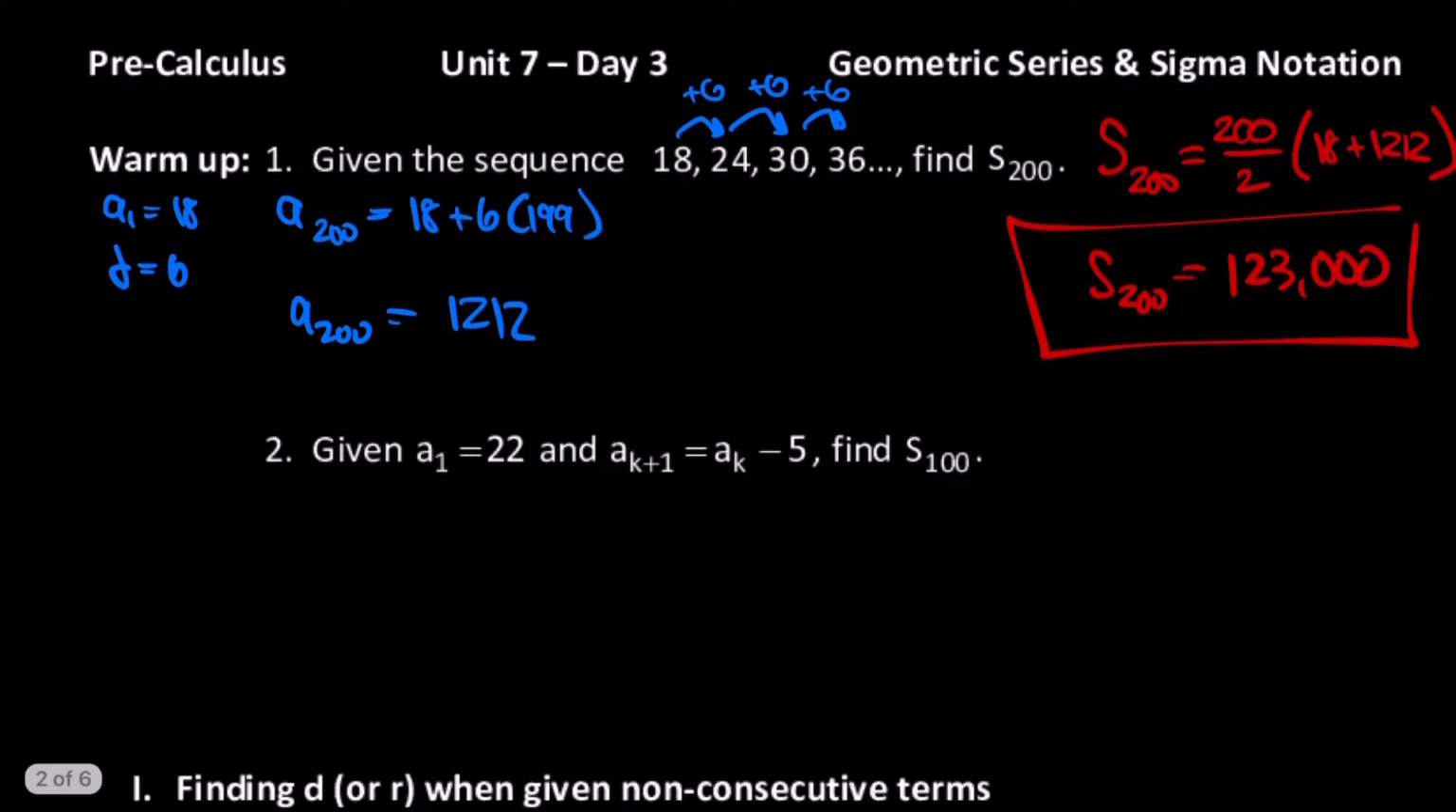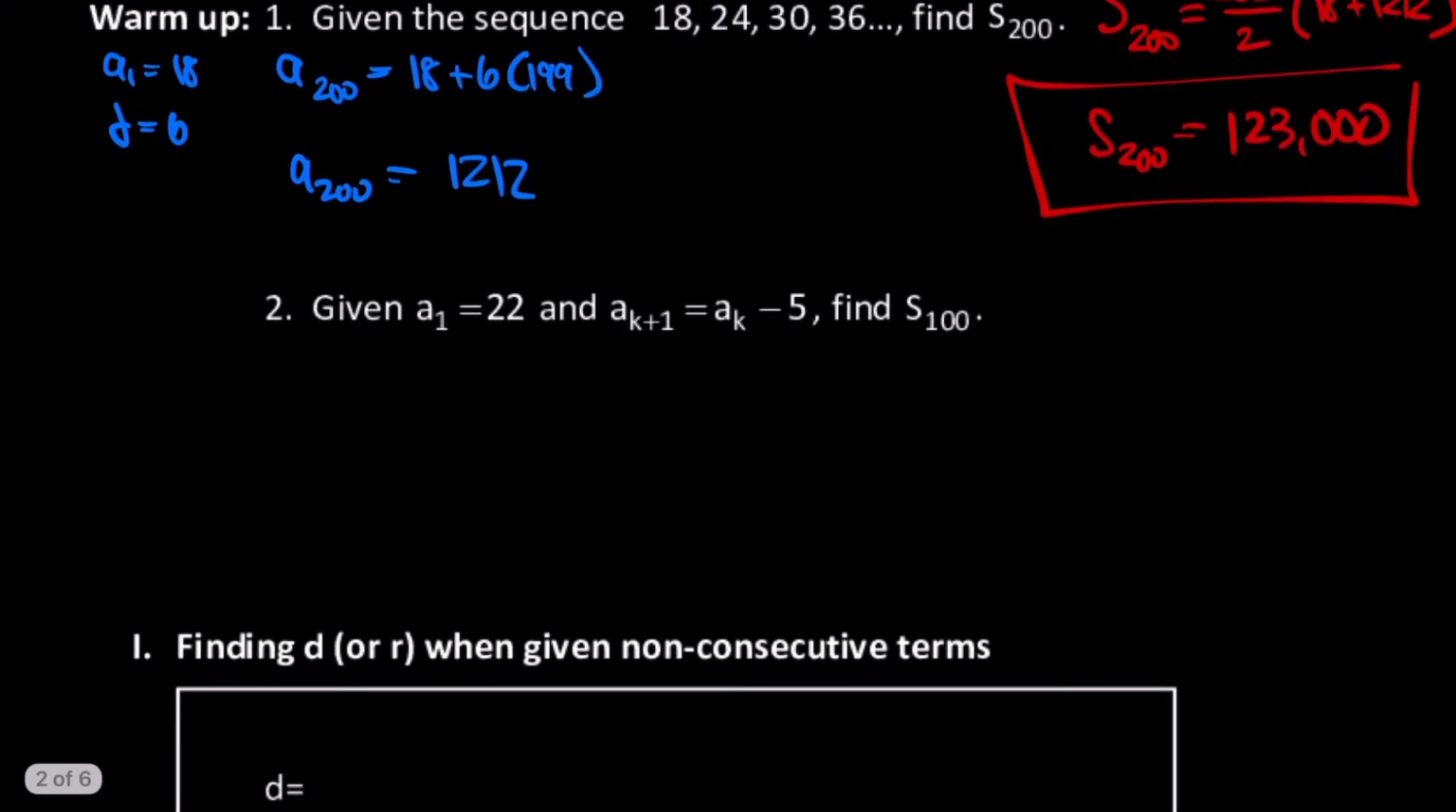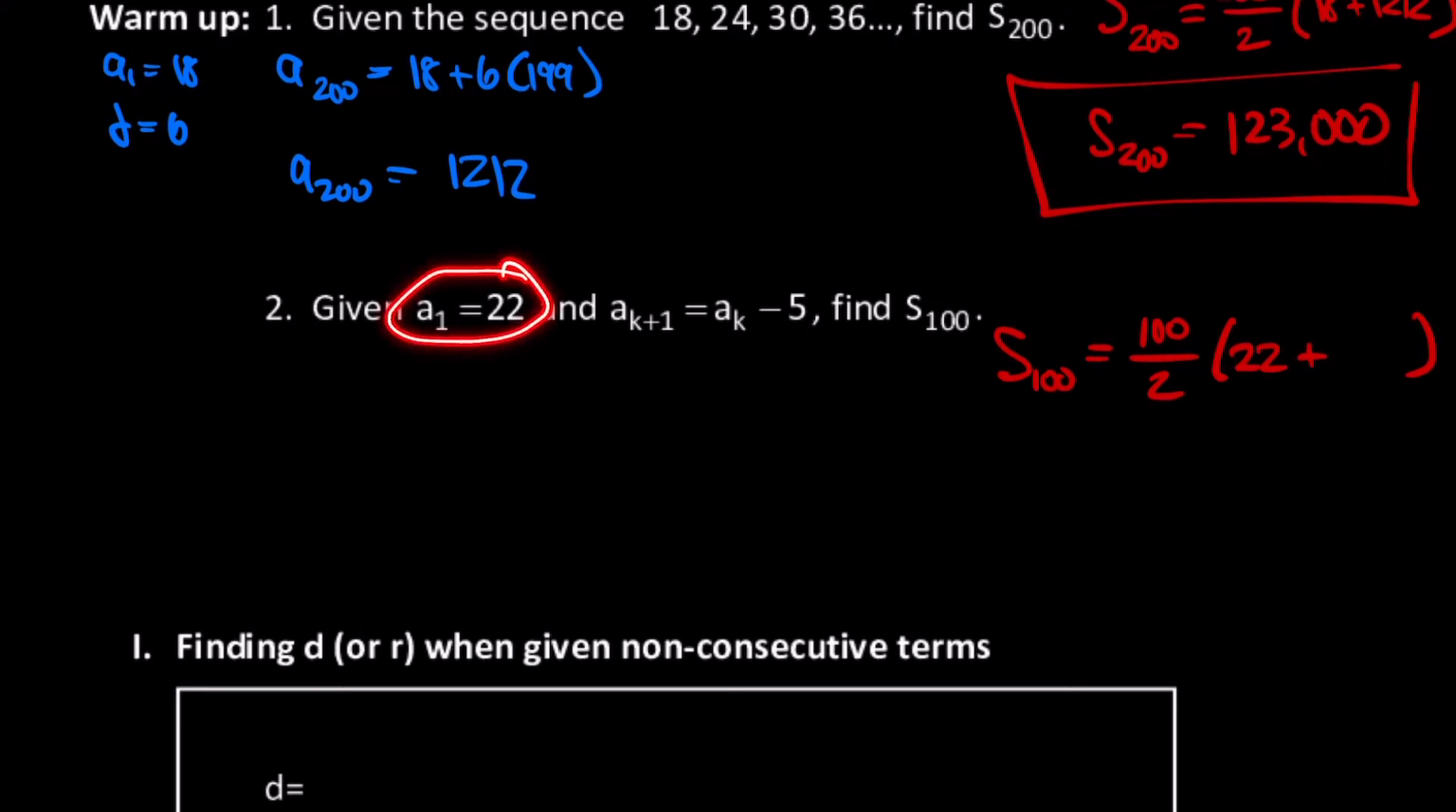Next one's actually a little bit more challenging. Given a sub 1 is 22, a sub k plus 1 equals a sub k minus 5. Find S100. So find the sum of the first 100 terms. It'll be 100 divided by 2 times a sub 1, which is 22, plus, I don't know, a sub 100. Now, the way they give you this particular sequence is recursive. So I'm going to take some time here to expand it.